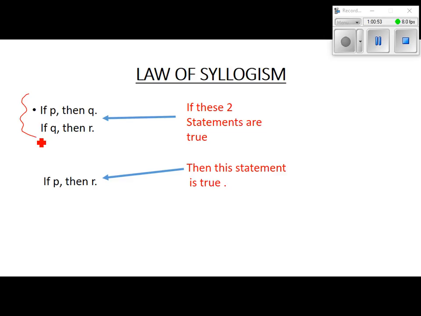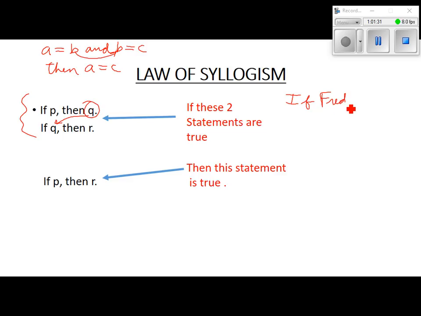In algebra, you probably learned something like this. A equals B and B equals C, then what conclusion could you draw? A equals C, right? Notice how they both had the B's. B was the end here, the beginning there. Same thing here, and it's got to go in that pattern. So whatever the conclusion is here has to be the hypothesis in the next statement for the law of syllogism to work.